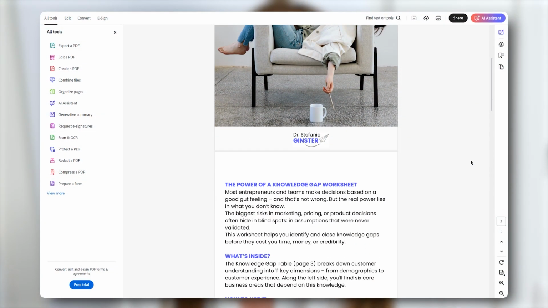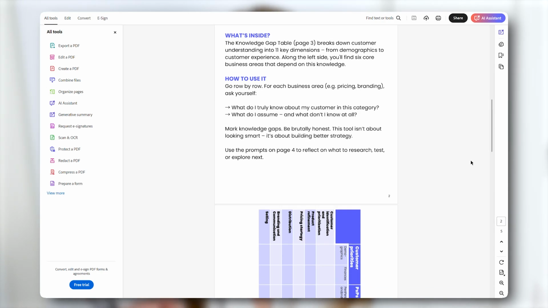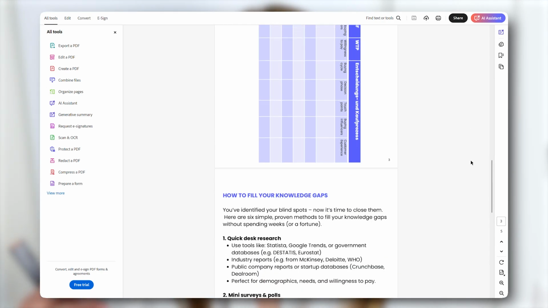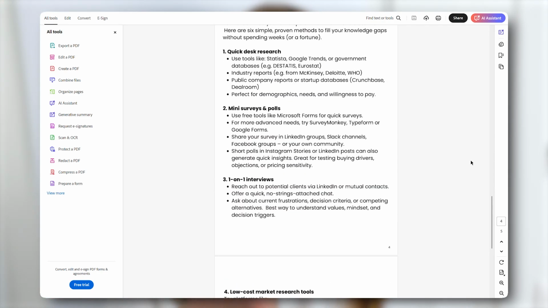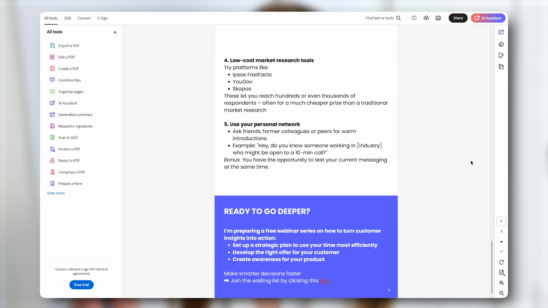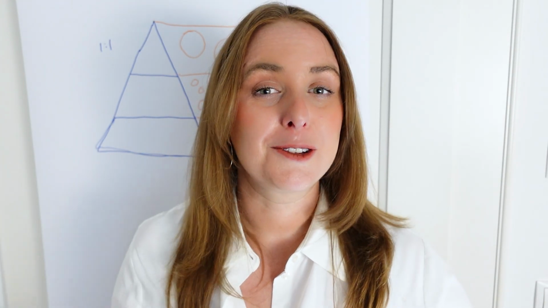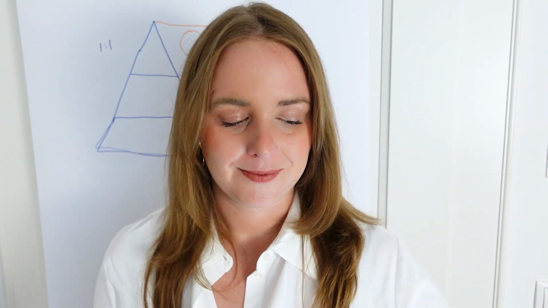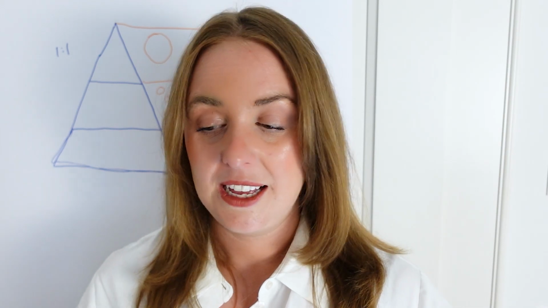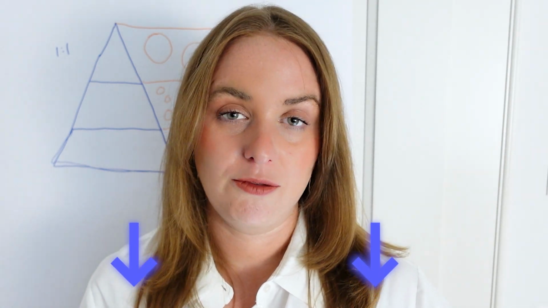And this is where a knowledge gap matrix comes into place. I have created a worksheet that is going to help you use this knowledge gap matrix in order to identify what you don't know yet about your customer. And this is something that I have used in corporate, I have used it with startups, and I have also used it for my own business, and I still keep filling those knowledge gaps. If you want to work with it, then you can find it in the caption.